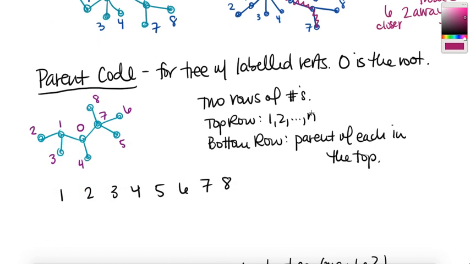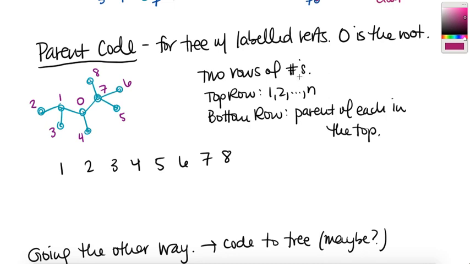All right, let's talk about the parent code. So this is for a tree with labeled vertices, and we're going to assume 0 is the root. So here is a tree with labeled vertices, labeled 0 through 8. So 0 here is our root. And the convention here is that we're going to encode this tree with 2 rows of numbers. And the first row is just going to be 1 through 8, right? The other vertices, every vertex except 0. Okay, so that's taken care of here.